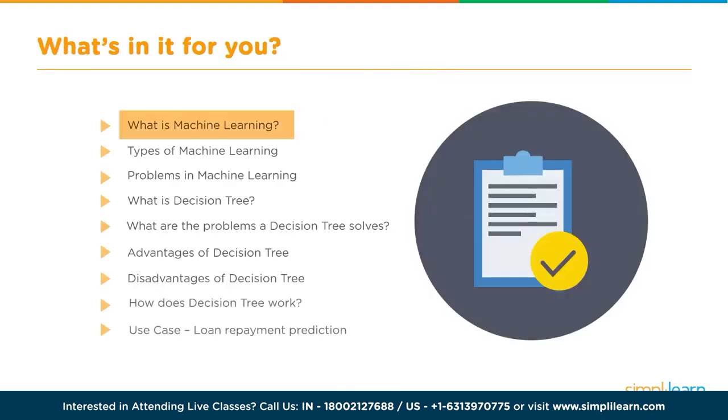Let's start by finding out what is machine learning and why we even want to know about it for processing our data. And we'll go into the 3 basic types of machine learning and the problems that are used by machine learning to solve. Finally, we'll get into what is a decision tree.